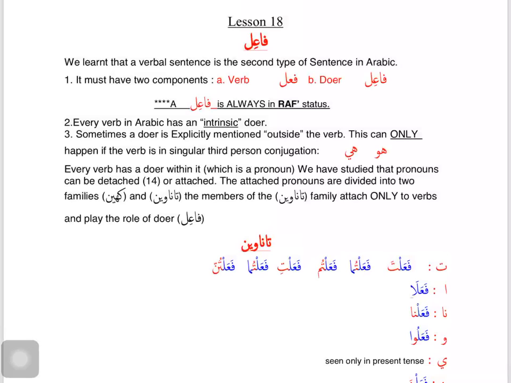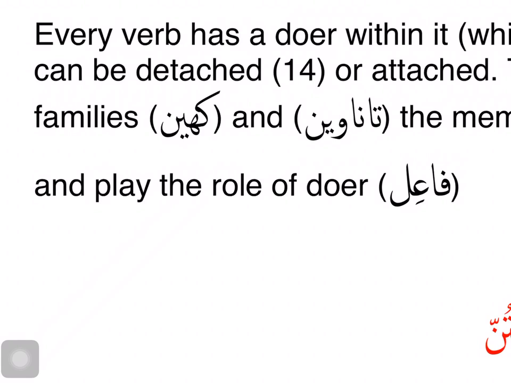There was a kahin family whose members were kaf, ha, ya, and nun. These pronouns, we will see that they can attach to either ism, they can attach to the harf of jar, they can attach to the harf of nasb, and lastly they can attach to fi'l. Anytime you see any of the kahin pronouns, which were 14, hu, huma, hum, ha, huma, hunna, ka, kuma, kum, ki, kuma, kunna, the small ya, and the nun alif na.